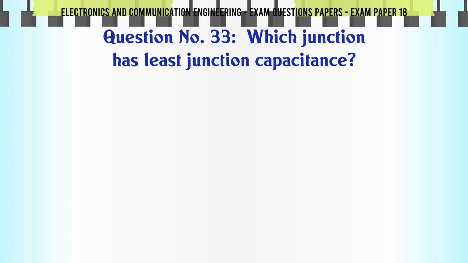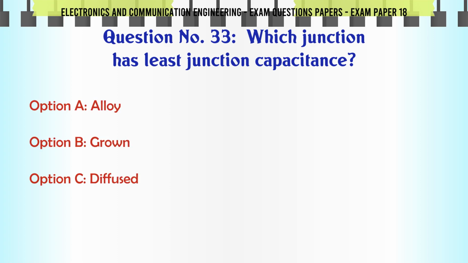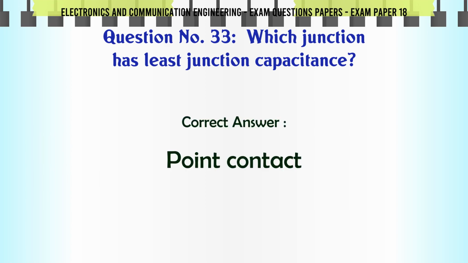Which junction has least junction capacitance? A. Alloy, B. Grown, C. Diffused, D. Point contact. The correct answer is point contact.